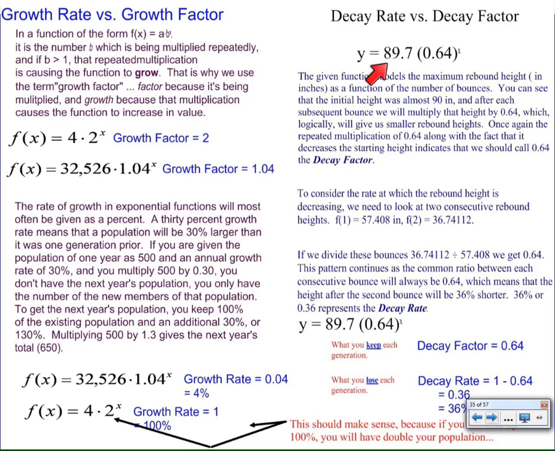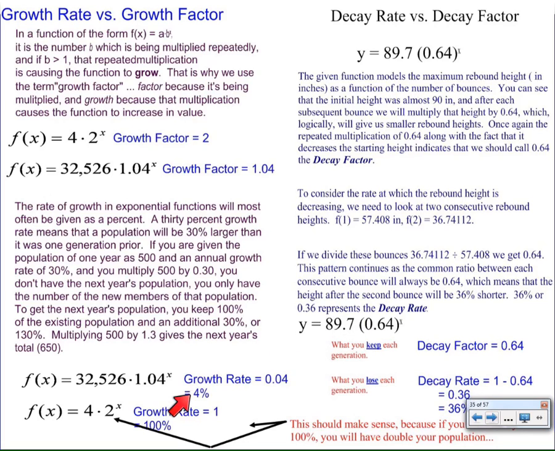We keep 64% of our original drop height. So in this case, if I keep 64% of what I drop, that means I lose 36% of what I drop. So the decay factor is 0.64, and the reason I know it's the decay factor is it's the b value. It's the number being multiplied over and over and over again. Factors are multipliers, so we're going to keep multiplying the factor over and over and over again. The decay factor is 0.64. The decay rate is 100% less the 64% that we kept, which means we lost 36%.